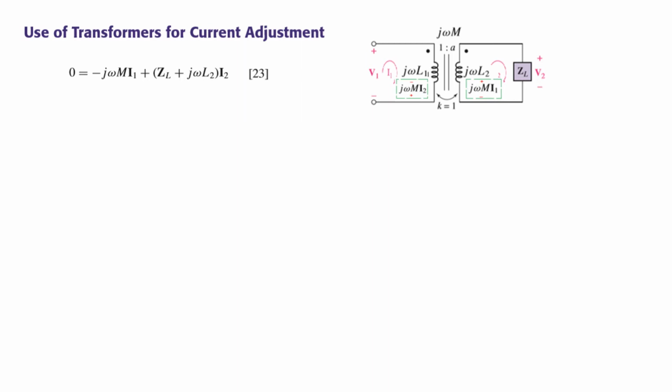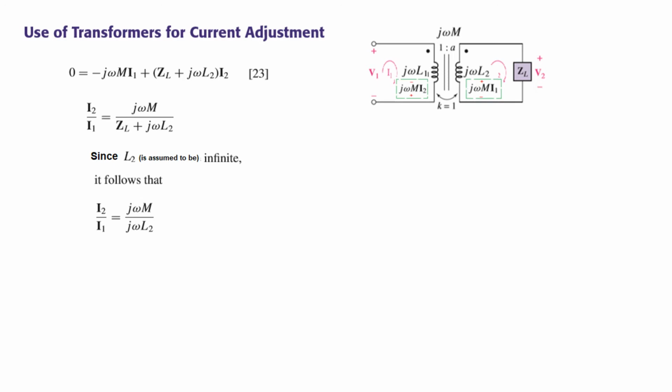Now the transformer can also be used for current adjustment, and let's see how it is done. If we take the voltage loop, this loop, and write KVL, we'll get this equation. We got this earlier, and from here we can find the value of I2 over I1, which will become jωM divided by this term.